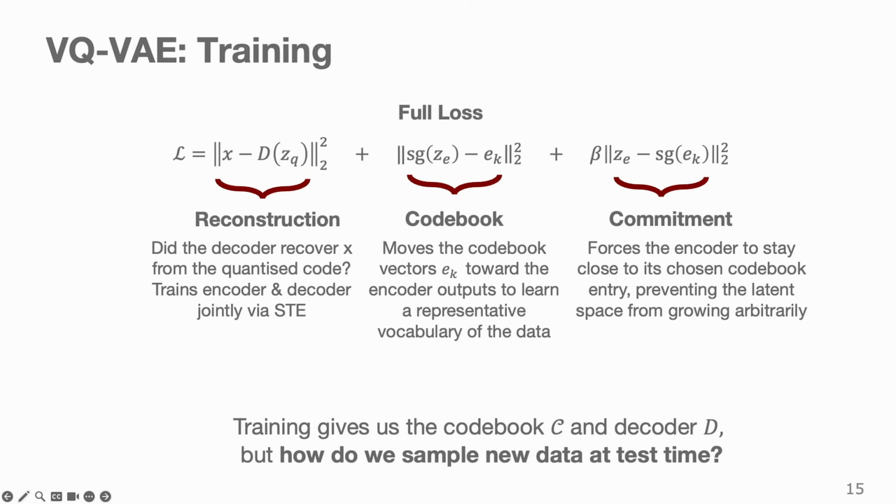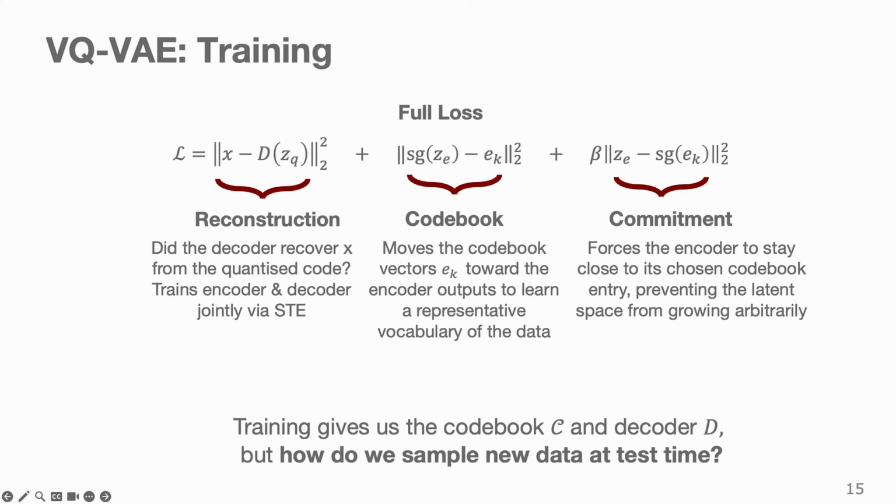Cool. So how does the loss for training the VQ-VAE look? We have the standard reconstruction loss on the left, where the encoder and decoder are trained jointly via this straight-through gradient estimator. Then the second term is the codebook loss, which moves the codebook vectors towards the encoder outputs to essentially learn a representative vocabulary of the data distribution. And then finally, we have the commitment loss.